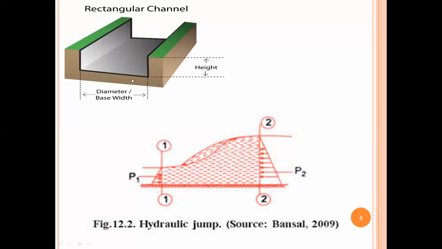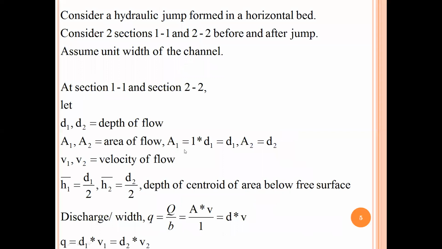So at section 1 I'll have A1 is equal to 1 into D1. At section 2 I'll have 1 into D2. So that's what I've written here. Your A1 is equal to 1 into D1. A2 is equal to D2. V1 and V2 are the velocity of flow, and H1 bar and H2 bar are the depth of centroid of area below free surface. Now this you have to recall from your fluid mechanics, pressure and its measurement. To be very precise, hydrostatic force on vertical plane. So this is my equation where I make use of your H1 bar and H2 bar.